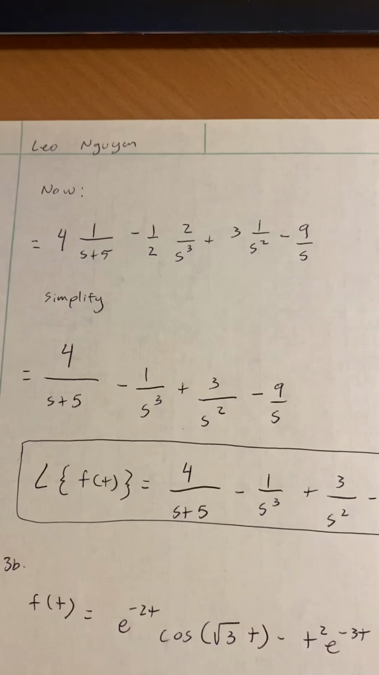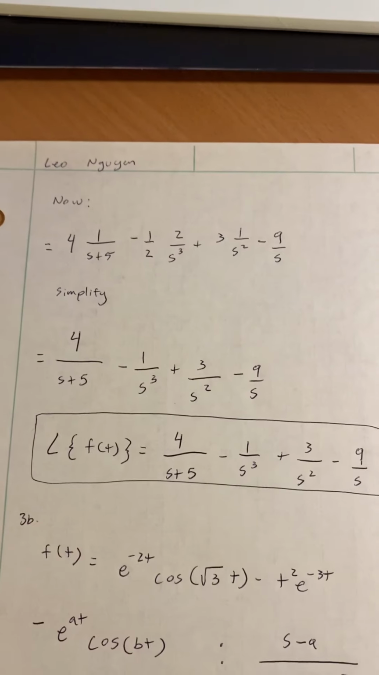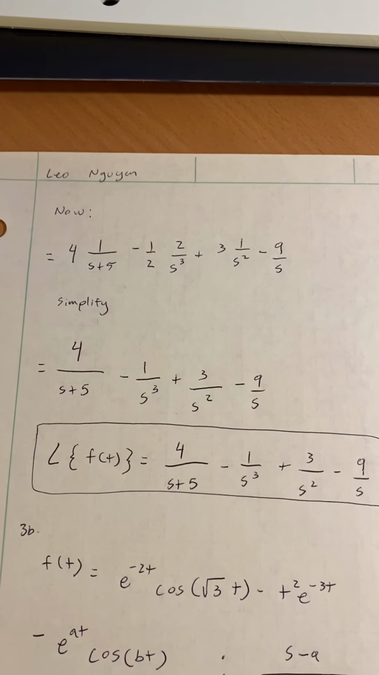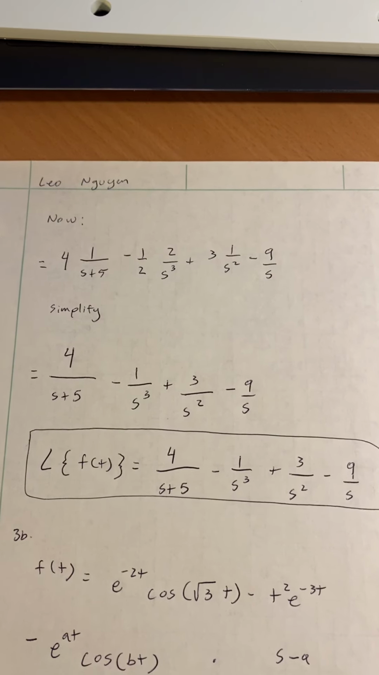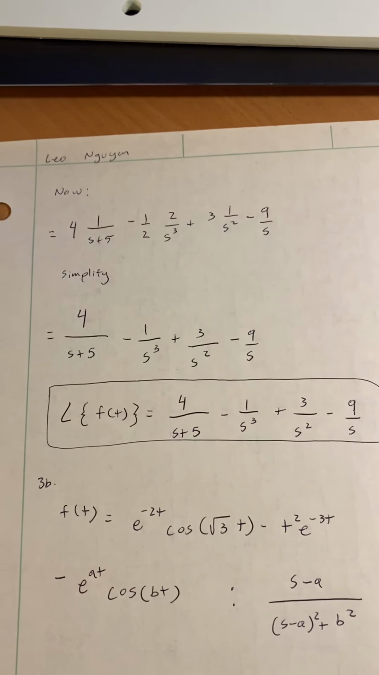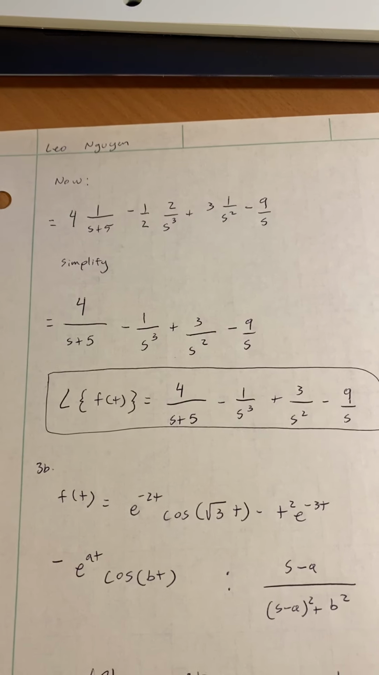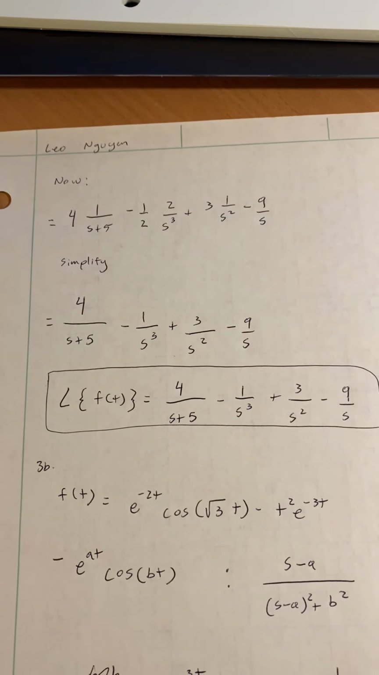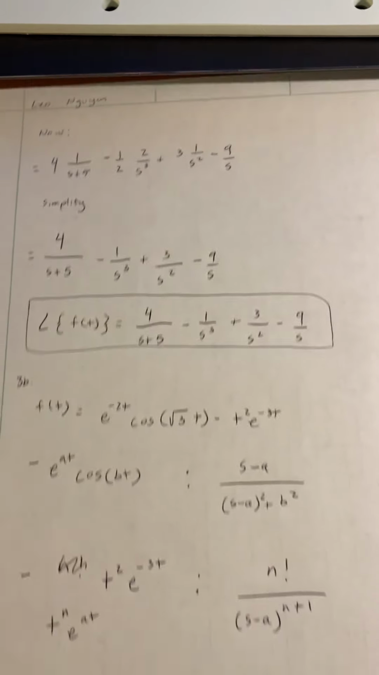So for the next part here, after finding each of those, we plug it back into the function with the constants in front. So we have 4 times 1 over s plus 5, minus 1/2 times 2 over s cubed, plus 3 times 1 over s squared, minus 9 over s. I simplified it by multiplying each thing through. We got 4 over s plus 5, minus 1 over s cubed, plus 3 over s squared, minus 9 over s. That's your final answer right there for 3a, just combining everything back into the equation.